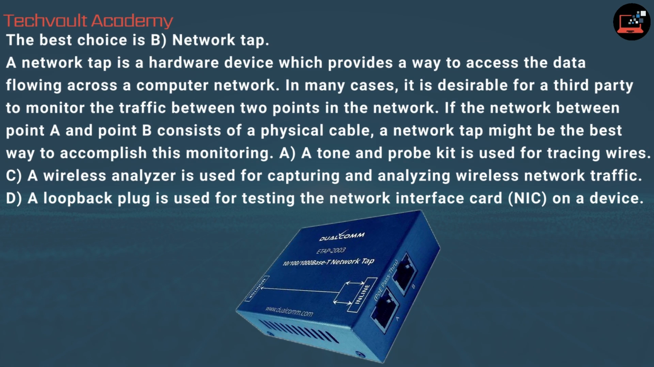The best choice is B. Network tap. A network tap is a hardware device which provides a way to access the data flowing across a computer network. In many cases, it is desirable for a third party to monitor the traffic between 2 points in the network. If the network between point A and point B consists of a physical cable, a network tap might be the best way to accomplish this monitoring.